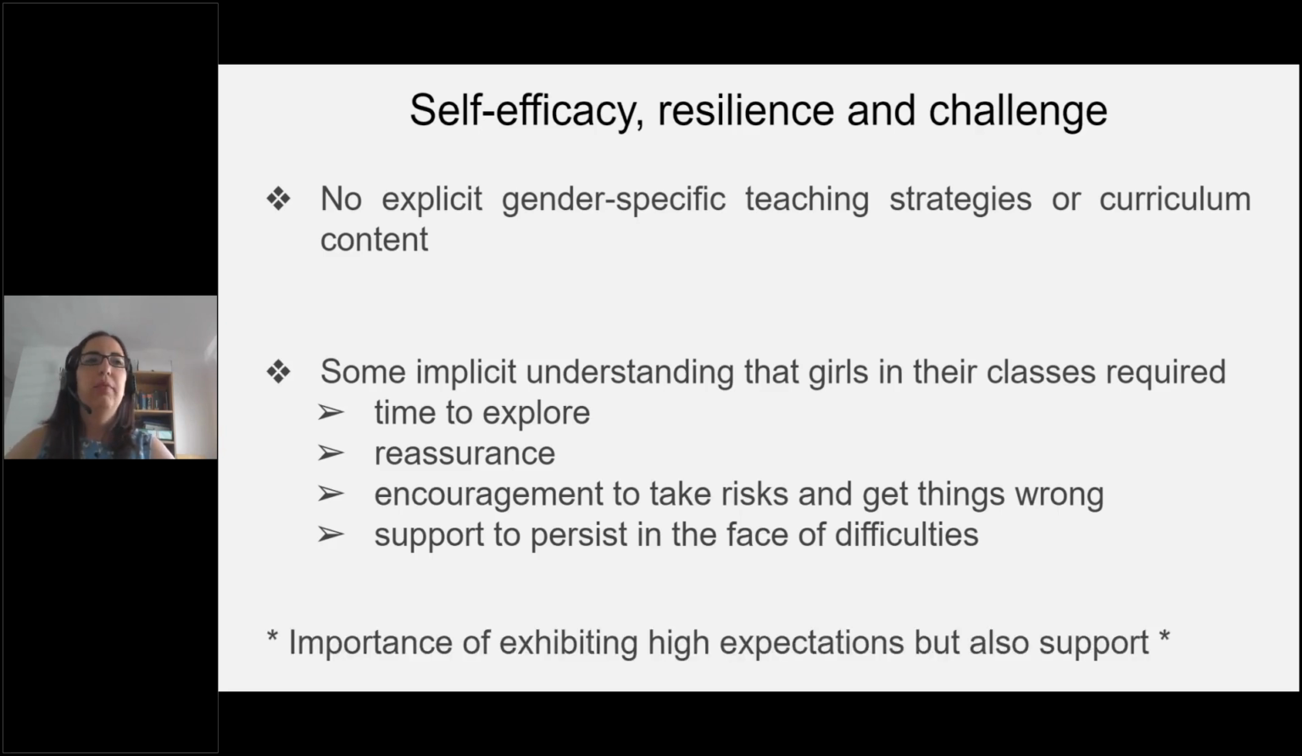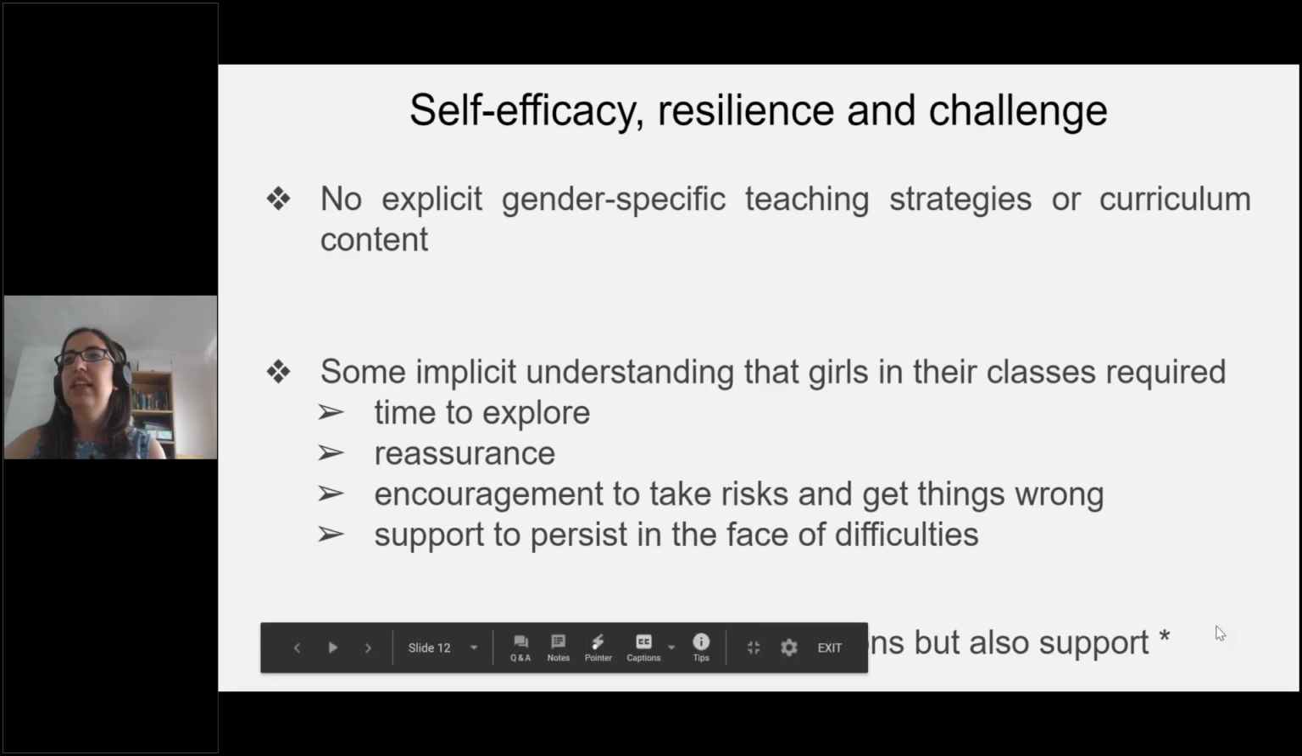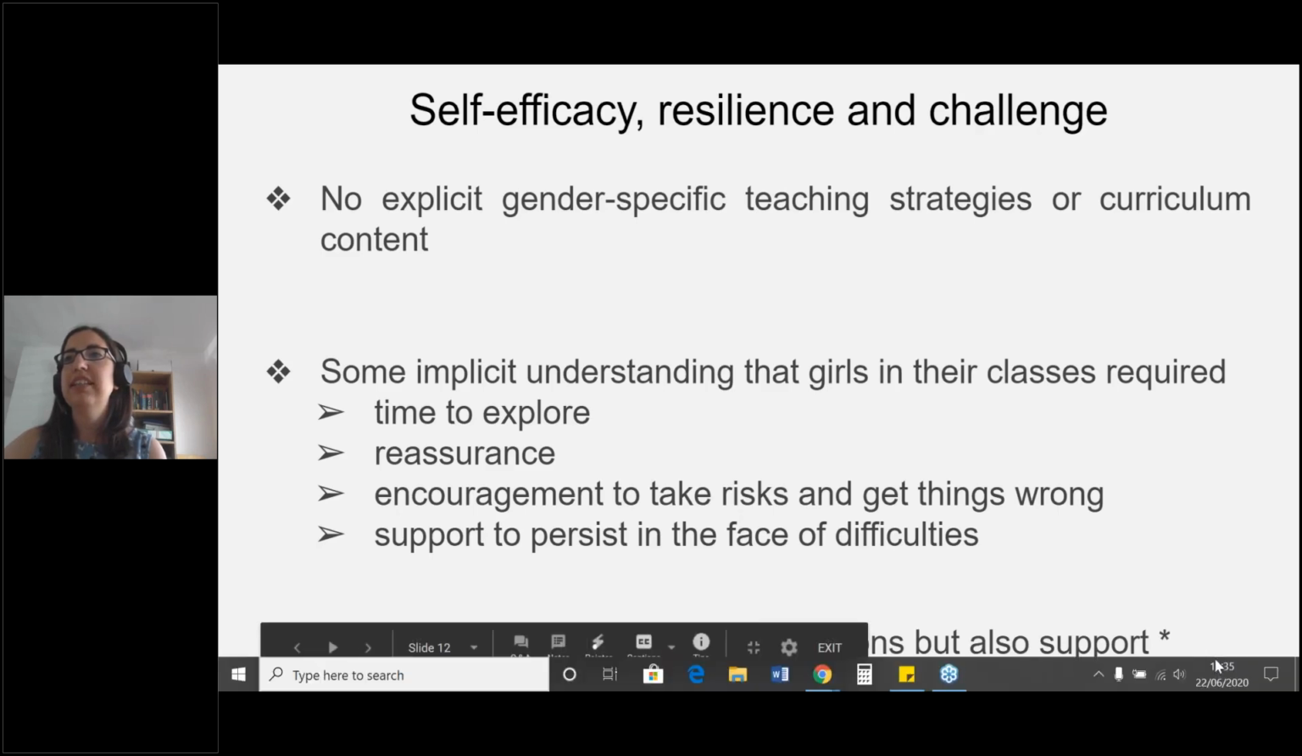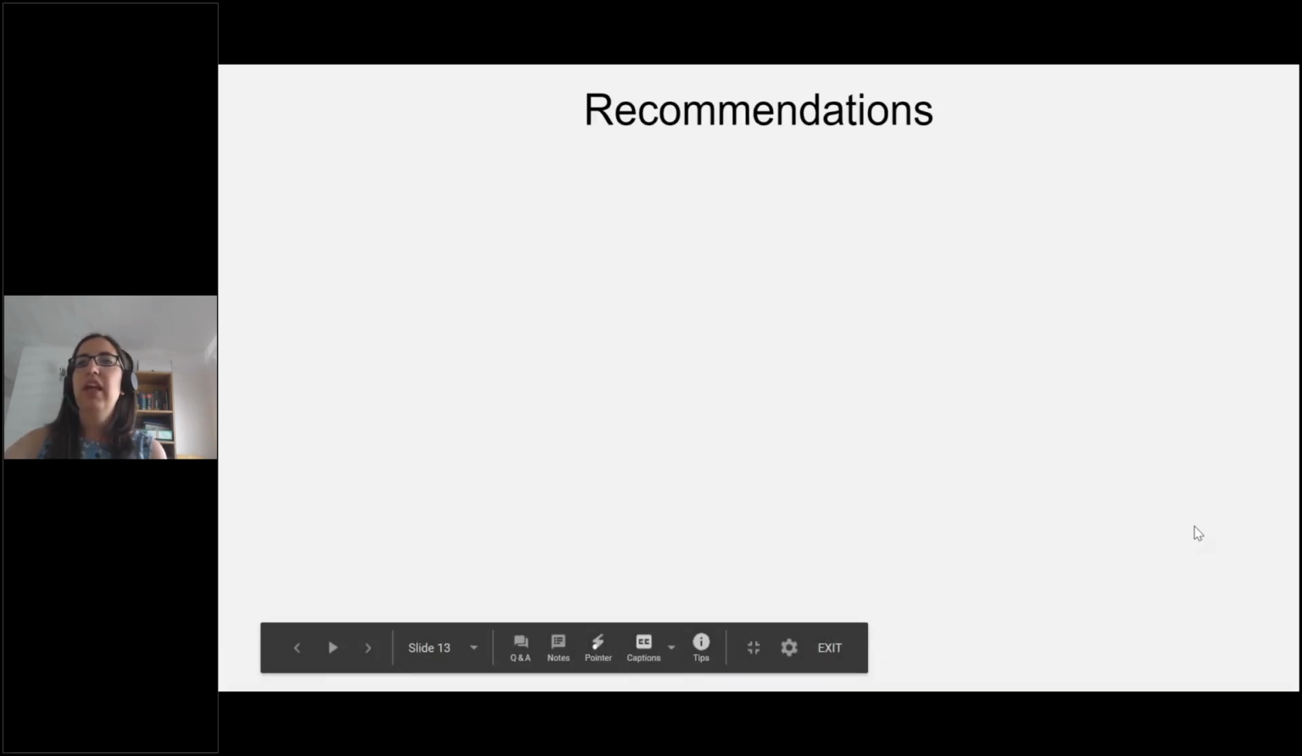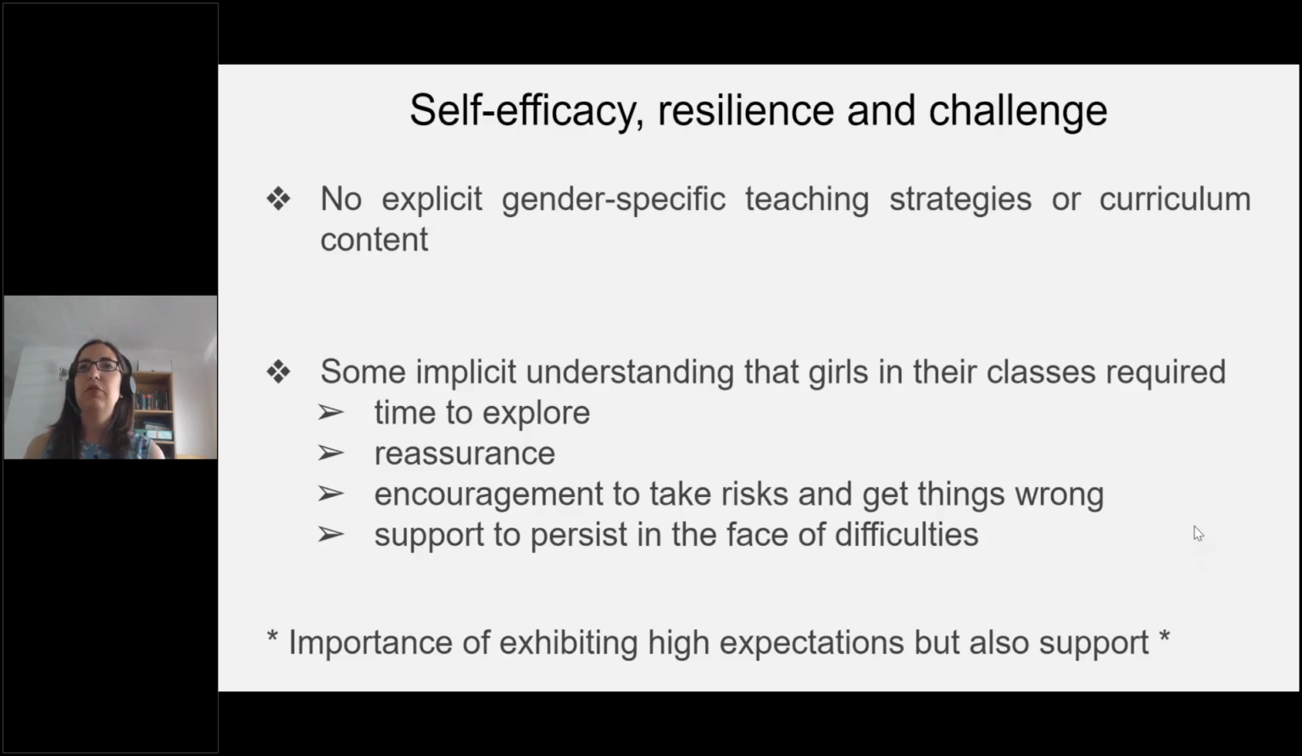So, and yeah, something that really came out was this importance of having high expectations for the girls, but also for all your pupils, obviously, but also really providing that support and that ability to explore.